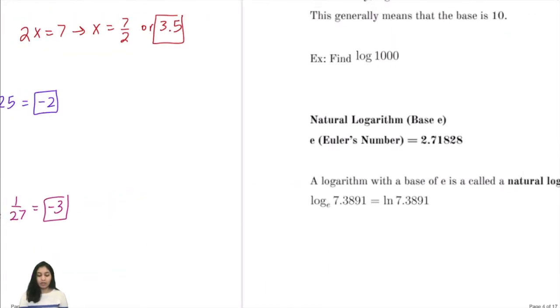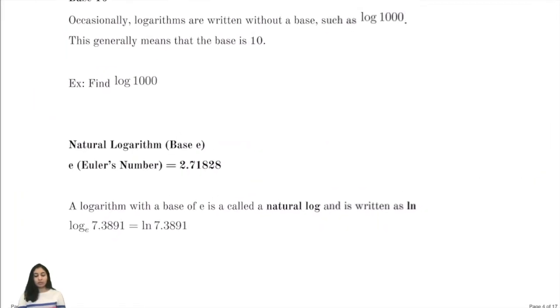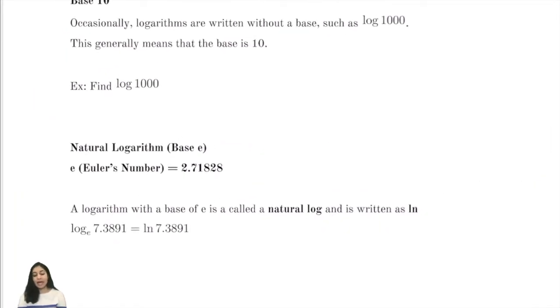Now let's move on. So a special logarithm is base 10. Sometimes logarithms are written without a base, such as when you just have log of 1000. And this just means that the base that we're dealing with is base 10. So an example is if you were told to find log of 1000, all you have to do is find log base 10 of 1000. And this is the same as our previous questions where we're trying to find some x, so 10 to the power of x equals 1000. In this case, our answer will be 3.